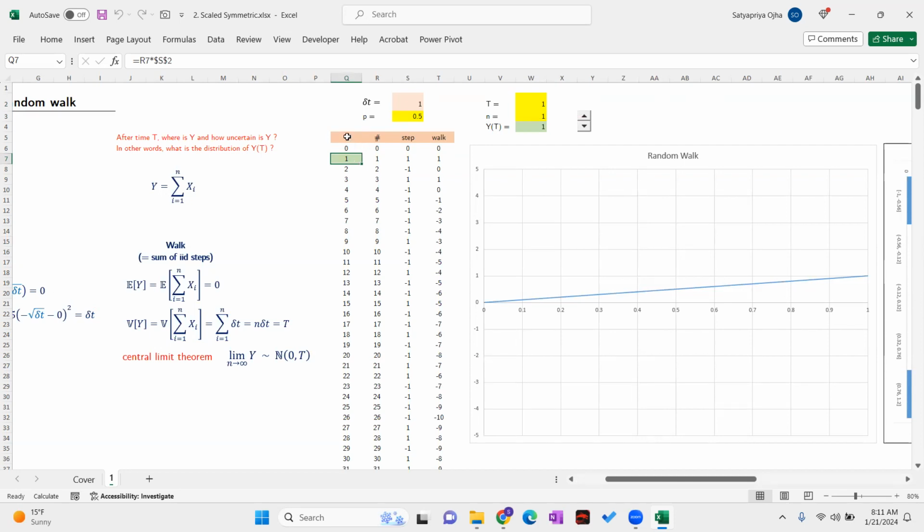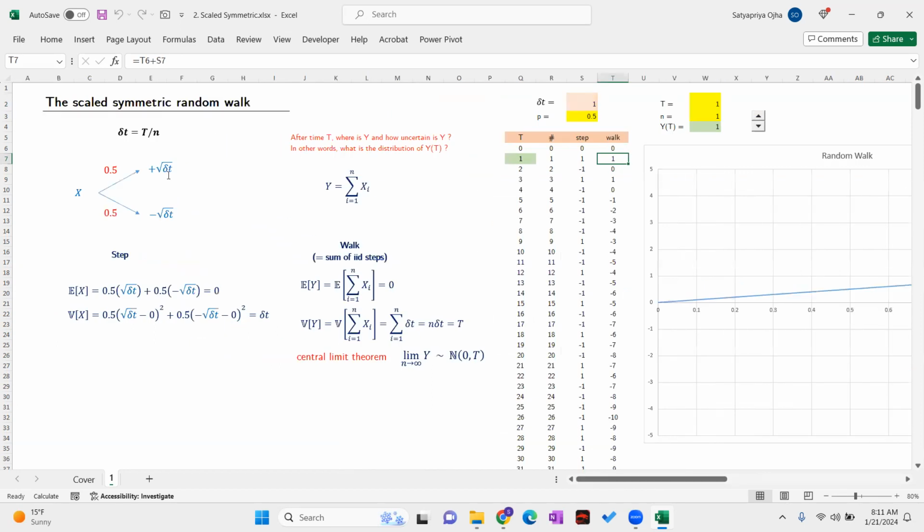Okay, so I'll keep capital T equal to 1 fixed. I'll change the number of steps. Okay, right now it is just 1 step. I'm going from 0 to 1 year in one single jump, 1 step. Okay, and the walk can be either +1 or -1, because if you keep t as 1 and n as 1, delta t is also 1, and this actually becomes this again simple symmetric random walk. But I will change n.